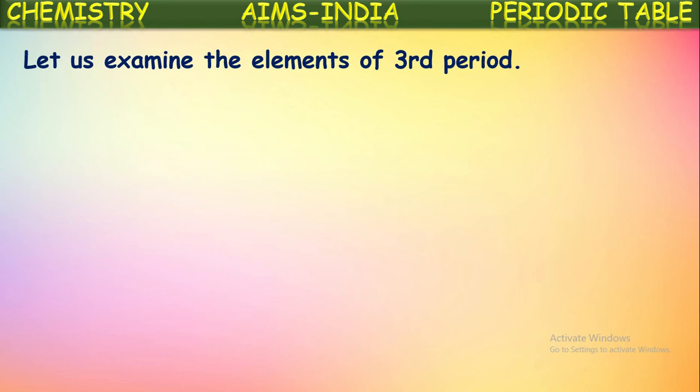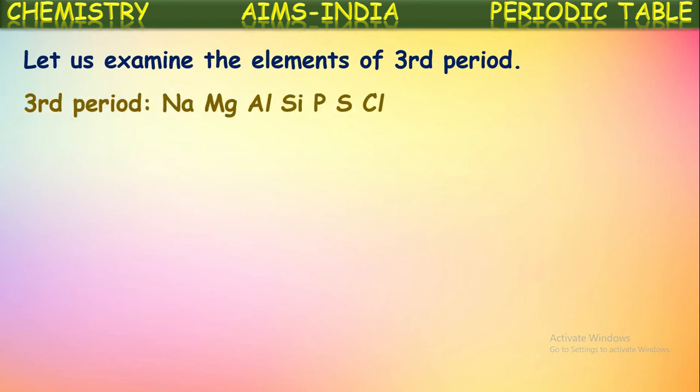Let us examine this by taking one example, third period elements. We know third period elements are sodium, magnesium, aluminum, silicon, phosphorus, sulfur, chlorine and argon. Of course, the last one is a noble gas. We need not bother about it because it has no electronegativity, as electronegativity is purely about bonded elements. We know noble gases do not participate in bonding. No need to discuss them.